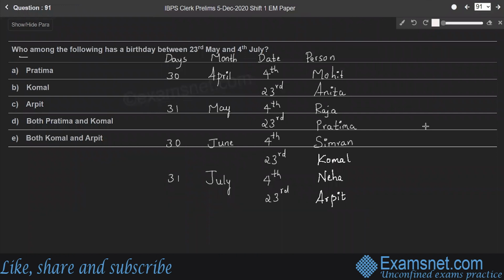Question 91. Who among the following has a birthday between 23rd May and 4th July? So between 23rd May and 4th July here, Simran and Komal. These two. But according to the options, Pratima, Komal, Arpit, both Pratima and Komal, both Komal and Arpit. Here Simran is not given, so we consider only Komal. Hence option B. So Komal has a birthday between 23rd May and 4th July.